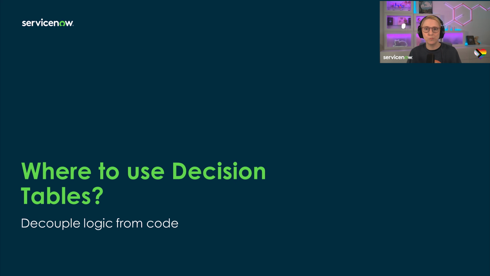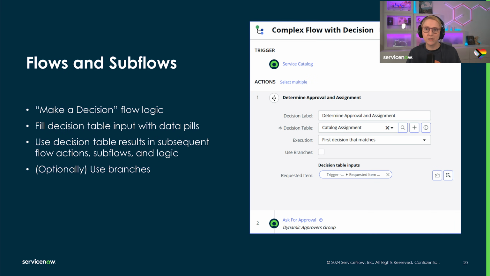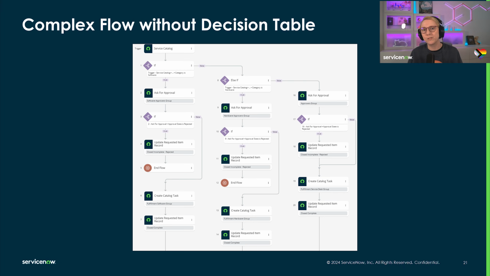Now that we've established what decision tables are and who can use them, we will go through where we can call decision tables on the Now platform. The premier place to use decision tables are, of course, flows and subflows, with the dedicated Make a Decision flow logic. Let's look at a first example to demonstrate the power of simplifying your flows and code with decision tables.